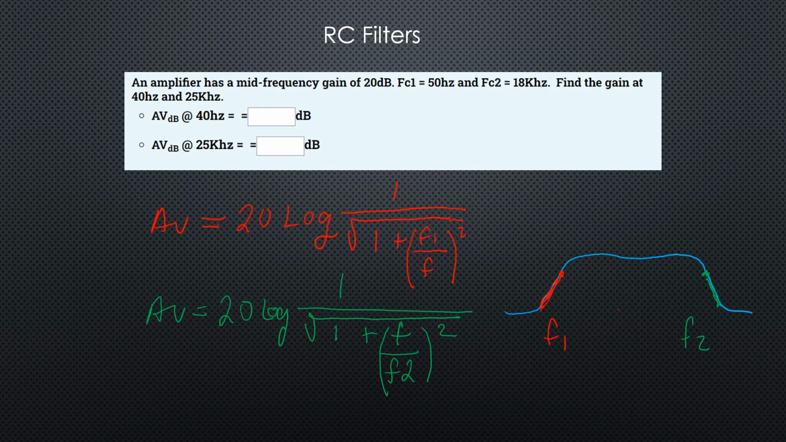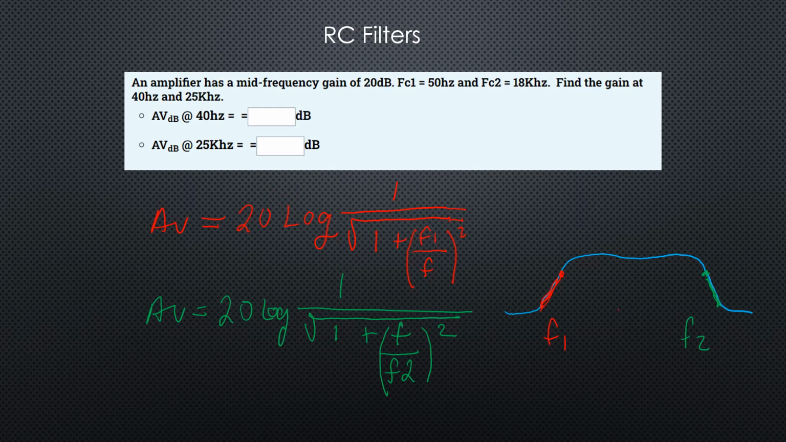And so for the red formula, the first F1, in this question, you're looking at a FC1 of 50 hertz. So 50 hertz divided by, you're interested in finding the dBs at 40 hertz. So 50 divided by 40, square that, add it to 1, take the square root of that, invert it, take the log of that, and multiply that by 20. Now that's going to give you the dBs down from the critical.